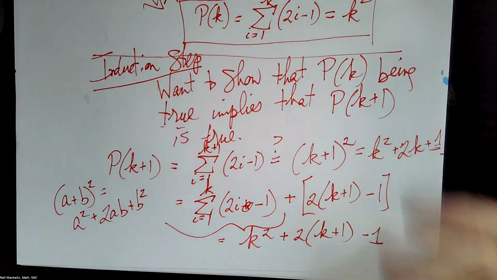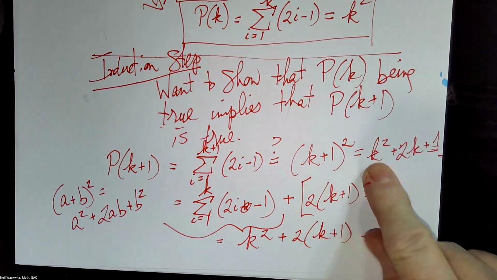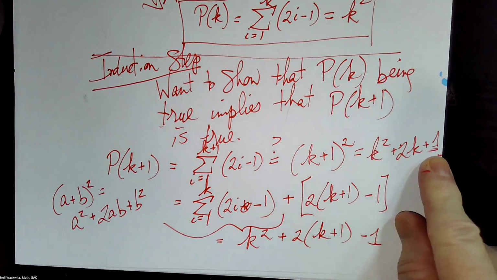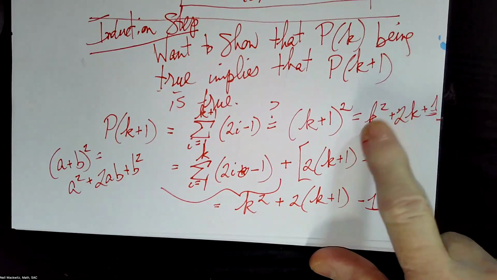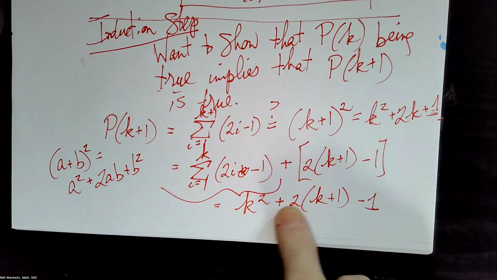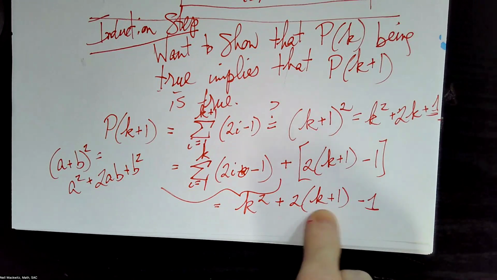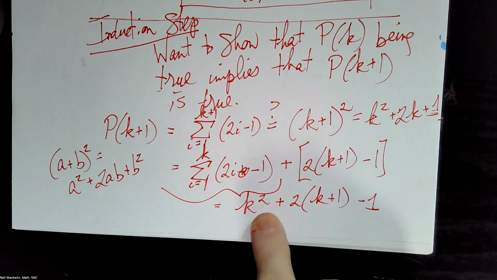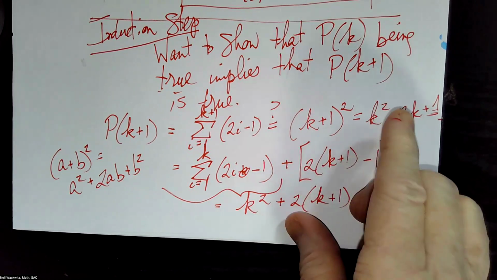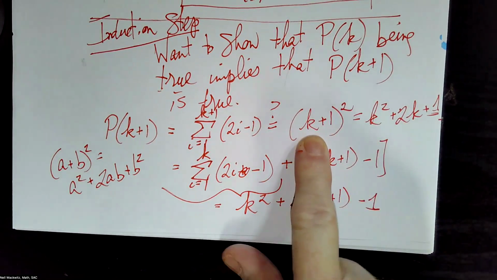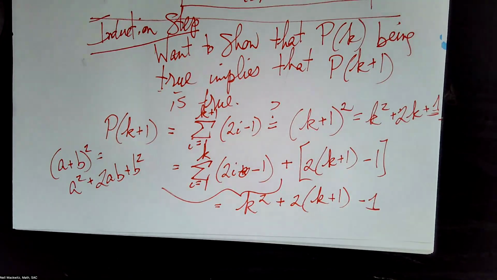So we've expanded this binomial. We've got k squared plus 2k plus 1. Oh, okay, I get it. If I can get k squared plus 2k plus 1 over on this bit, then I can finally say that is k plus 1 quantity squared. I think we can do that.